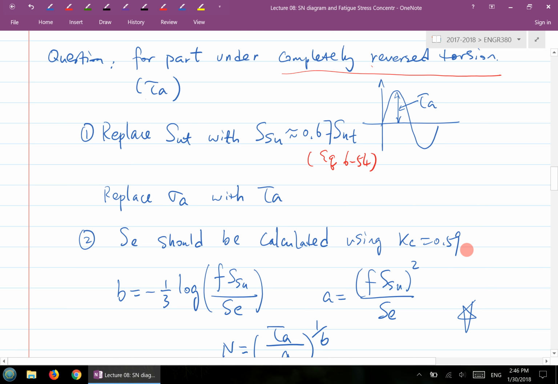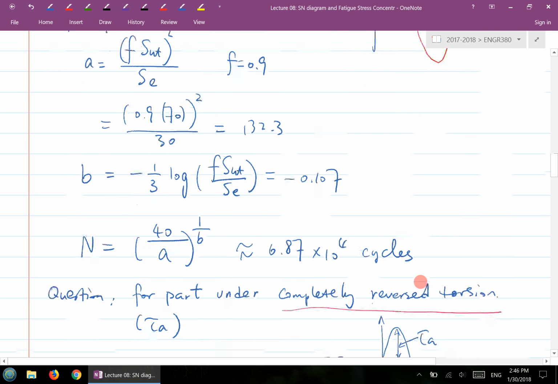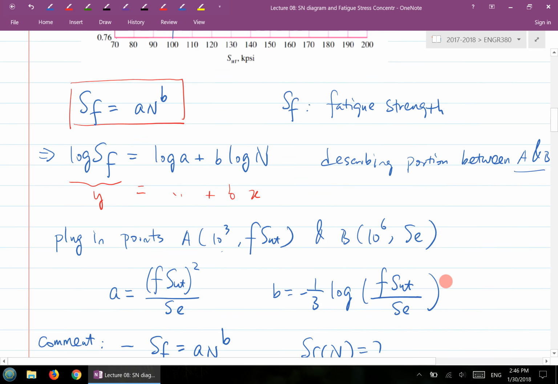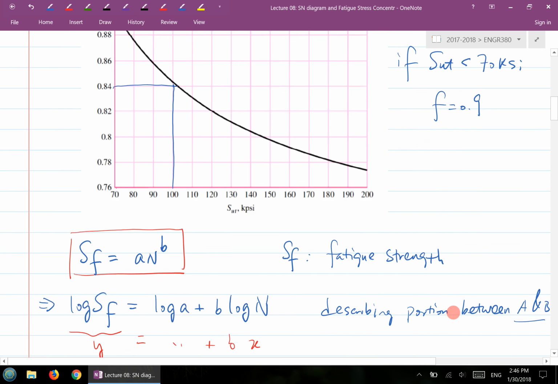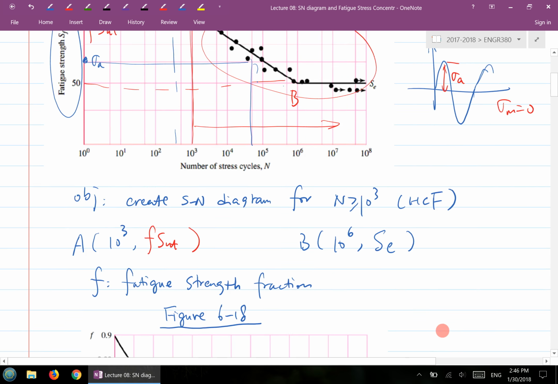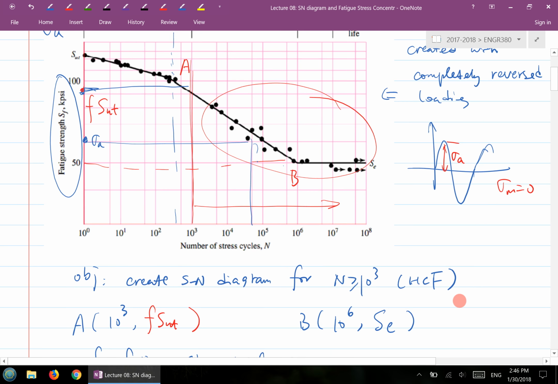Okay, so that's creating the SN diagram. This part of creating the SN diagram is actually quite useful if, for example, you want to use SolidWorks to do fatigue loading analysis or stress analysis. When you create that study in SolidWorks, you also have to create this SN diagram.